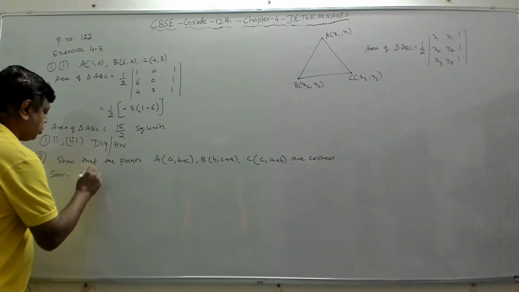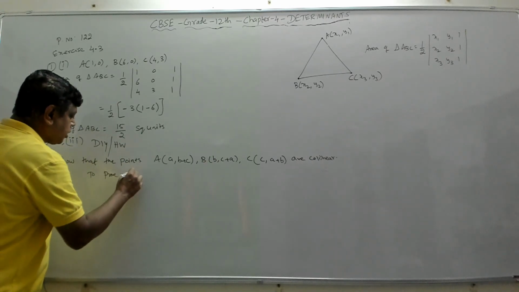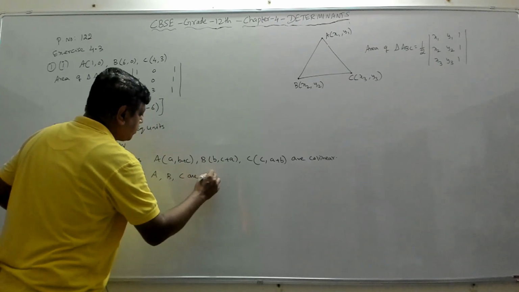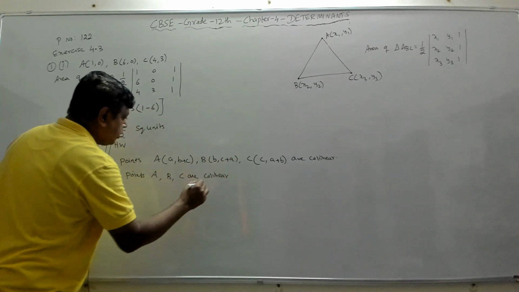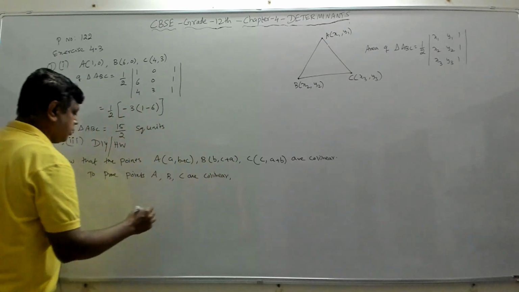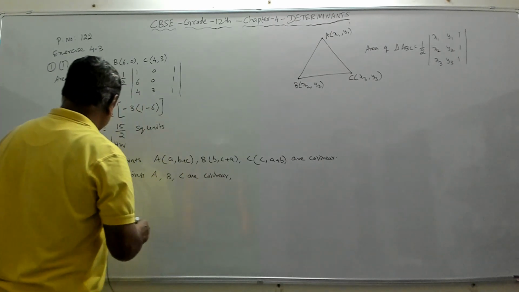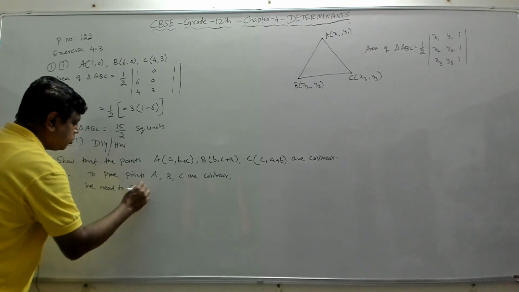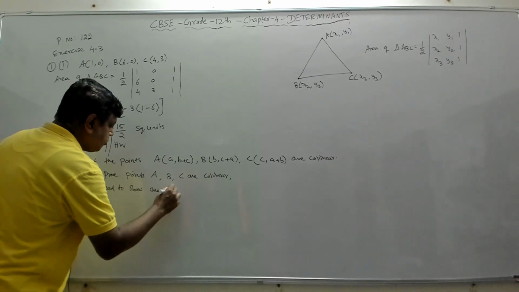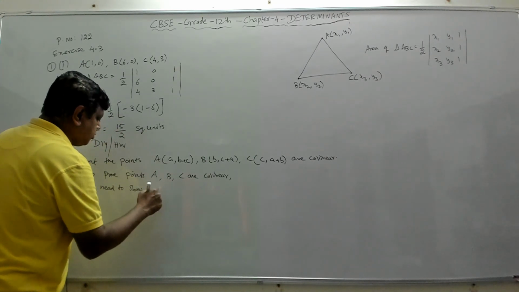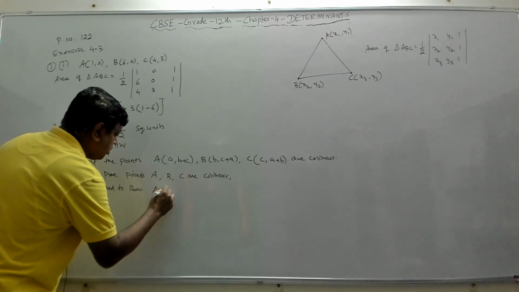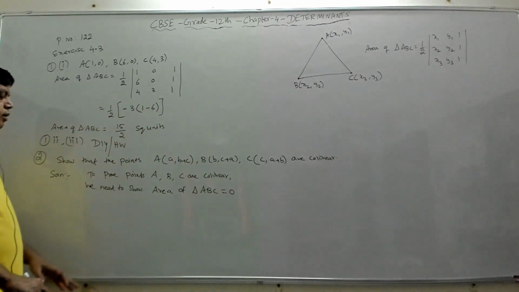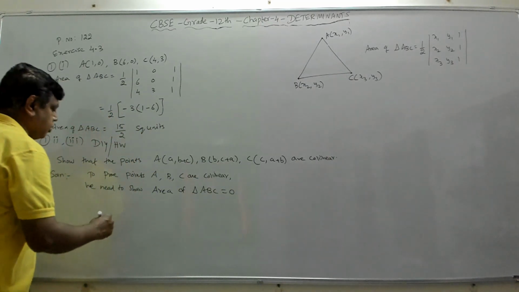So, solution. To prove points A, B, C are collinear, we need to show the area of triangle ABC is equal to 0. We have to prove that the area of the triangle ABC is 0. Let's find out the area of the triangle.